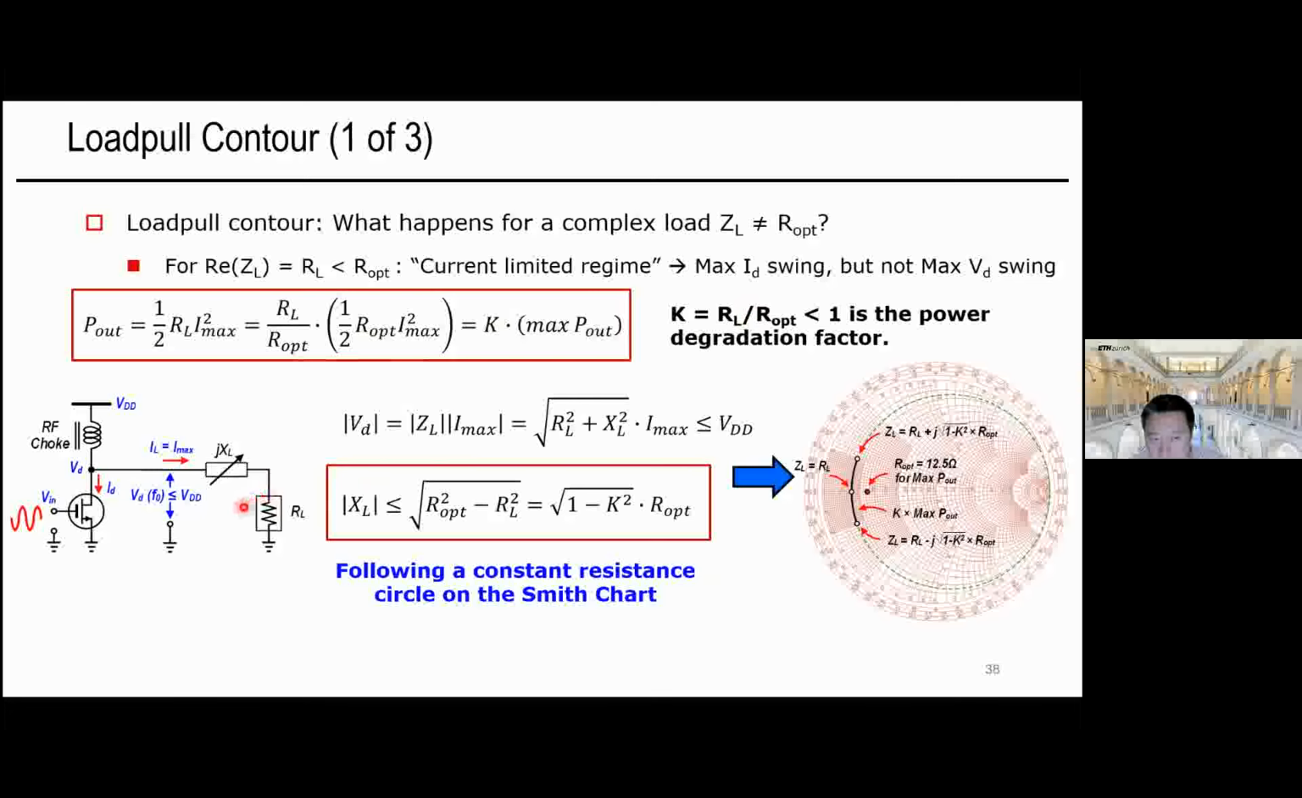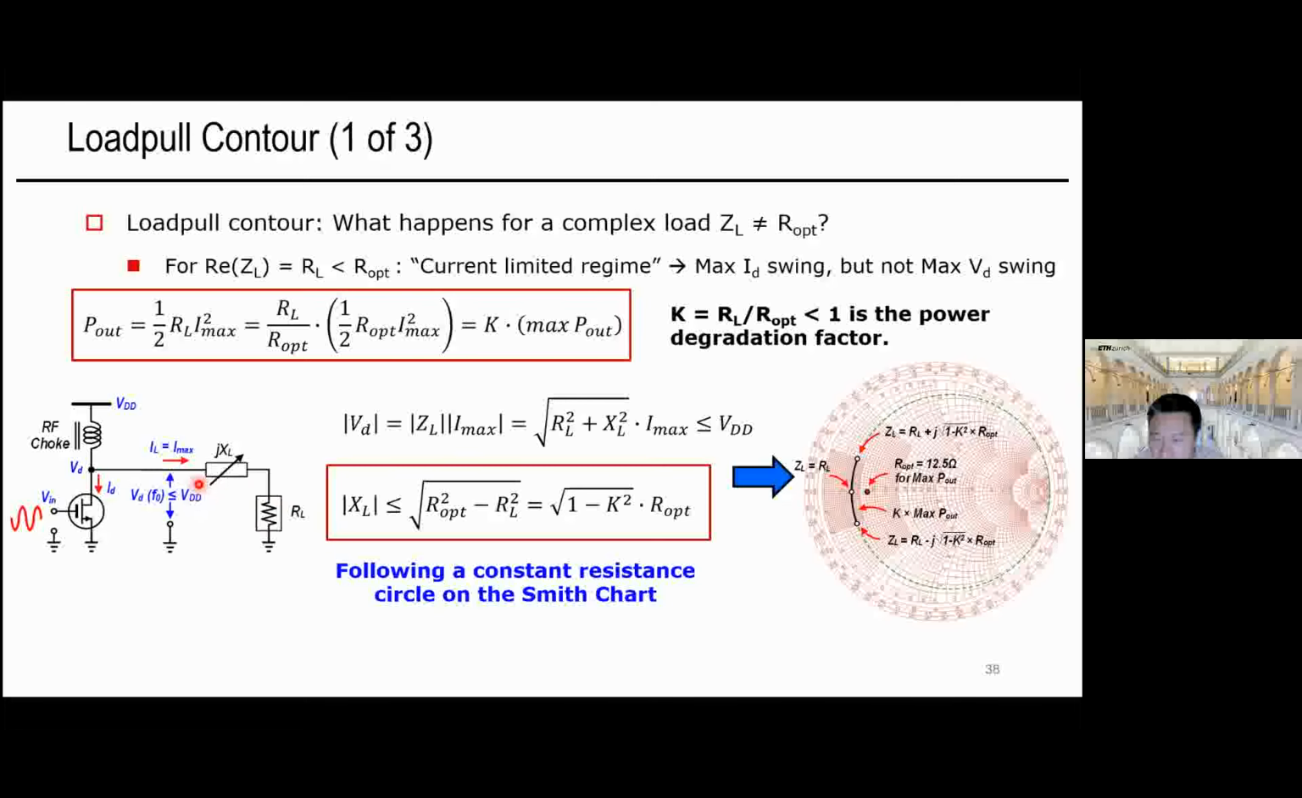For this current limit regime of the mismatched load, we can always add a reactance in series with RL, so the combination of the two gives a higher load impedance. We can increase XL such that the drain RF voltage swing at the PA node reaches its maximum value of VDD. The maximum reactance XL can be calculated as the square root of 1 minus K squared times R optimal, before the load reaches the maximum voltage swing defined by the load line. Of course, in this case the voltage and current will not be in phase anymore because the load is complex.